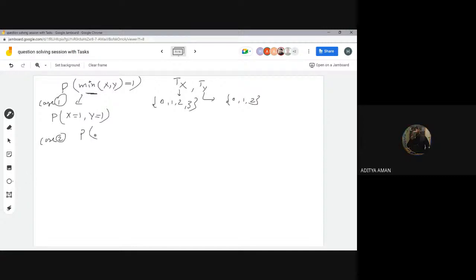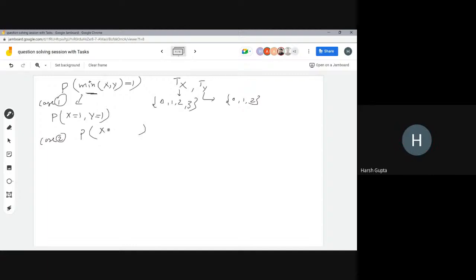X takes value 0 and y takes value 1. 0 can't be, because the minimum should be 1. Right, here the minimum will become 0. Yes sir. So we need 1 comma 2, 2 comma 1. That is correct, yes, that is correct. 2 comma 1, 1 comma 2.